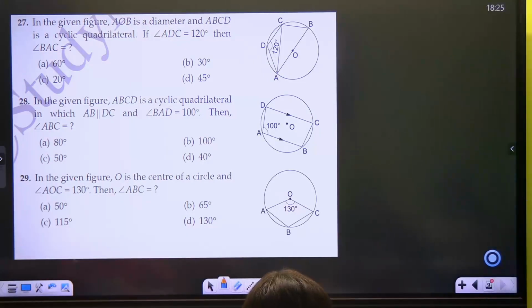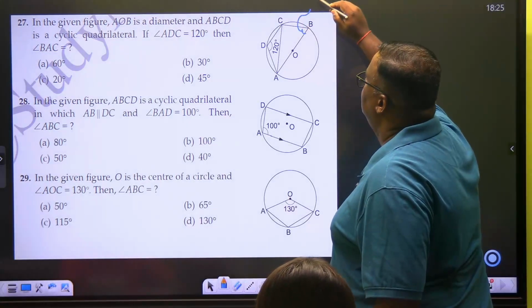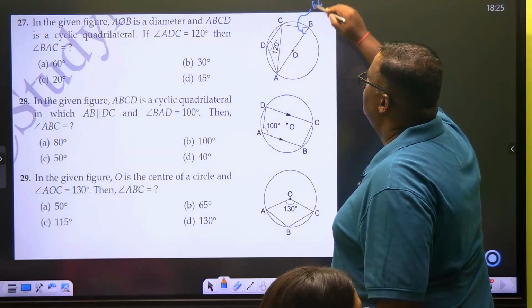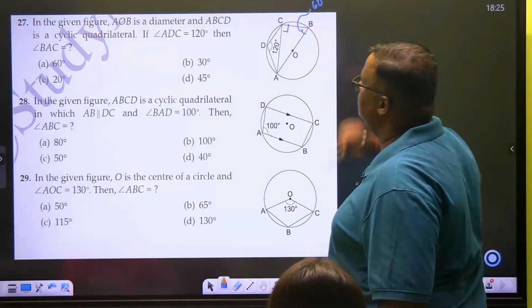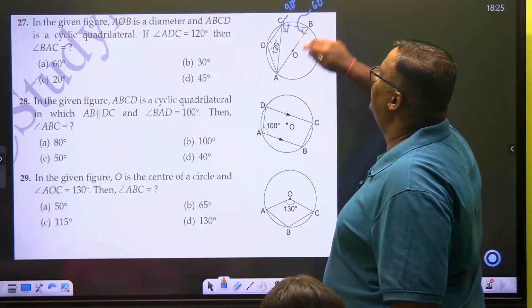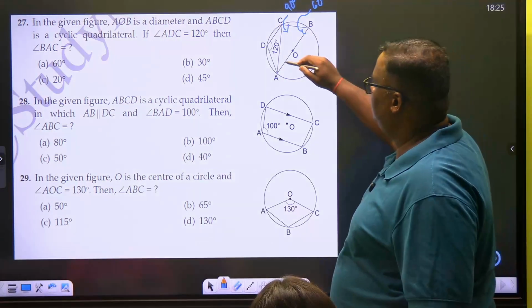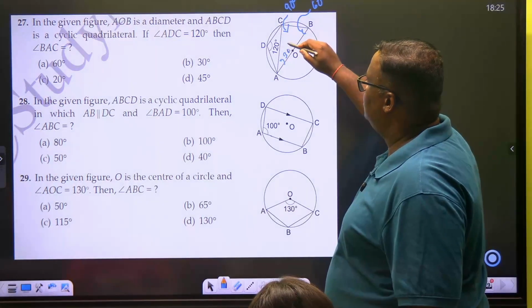कैसे? Opposite angles are not equal. Supplementary. The only information from a cyclic quadrilateral point of view you get is that this angle is how much? 60. You Bhutnikas, don't you see that this is 90 degree angle in a semicircle? दिख ही नहीं रहा है 60, 30, 90 is 150. If this is 150 then this is 30 degree.